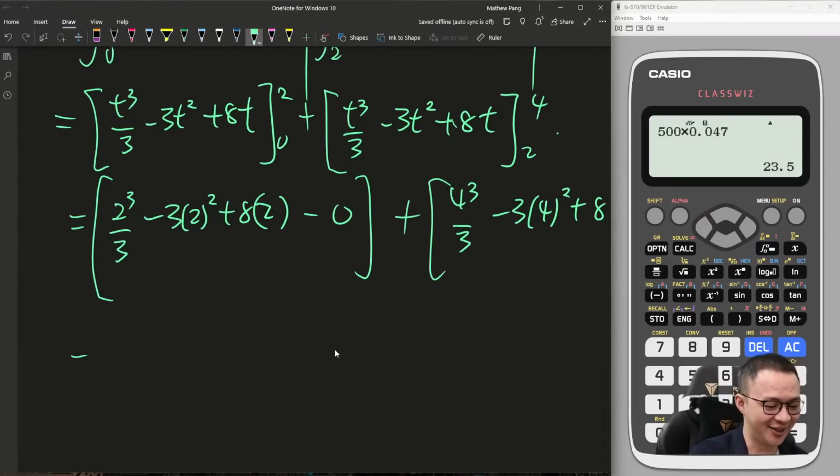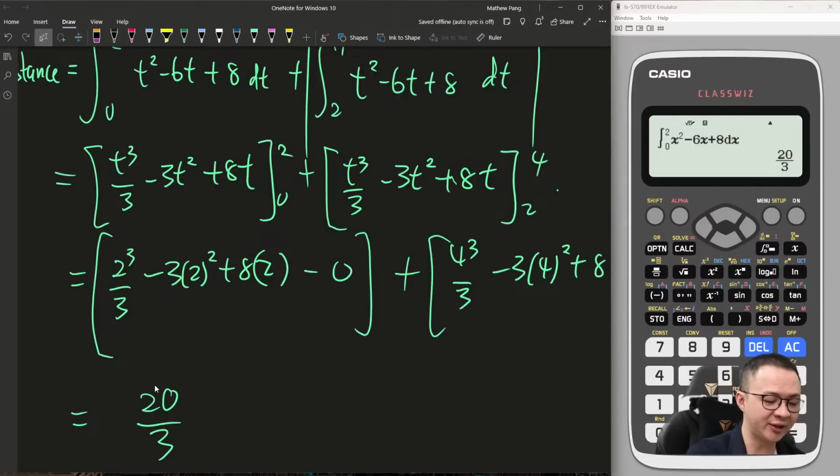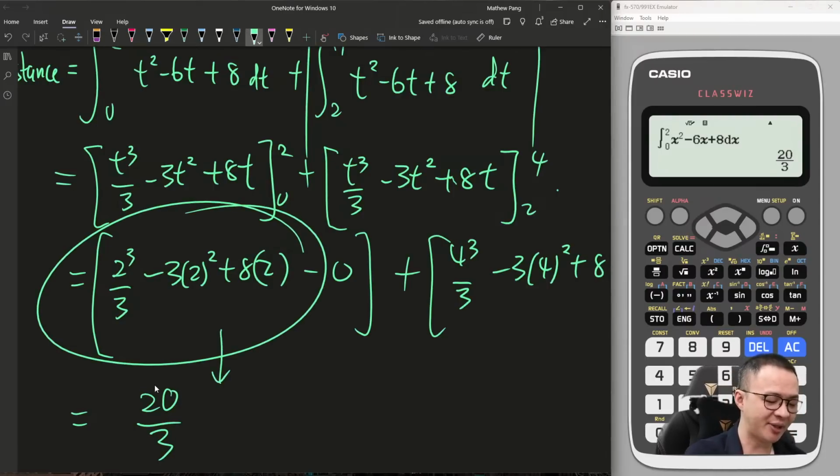After you do it like this, now is the time we play cheat, which is to type it in the calculator. I'm not going to do it manually for all this. So this is x squared minus 6x plus 8, from 0 to 2. Yeah, so this one is 20 over 3. Because you already wrote something like this, the examiner will assume the next part you are using a calculator already, so you don't need to be too worried. And this one is confirmed correct because it's from your calculator, isn't it?